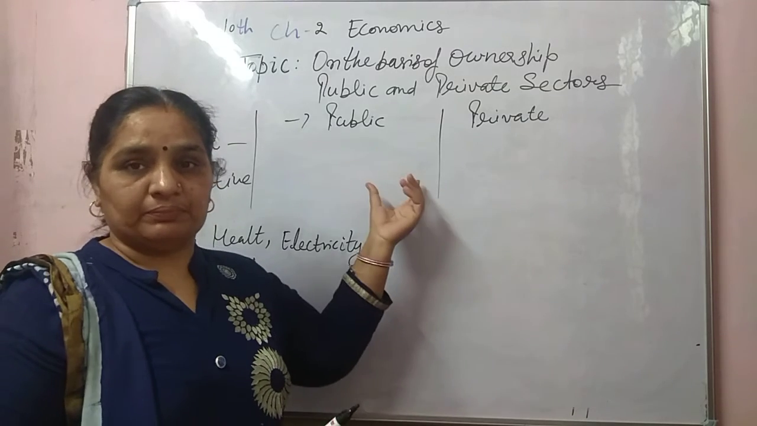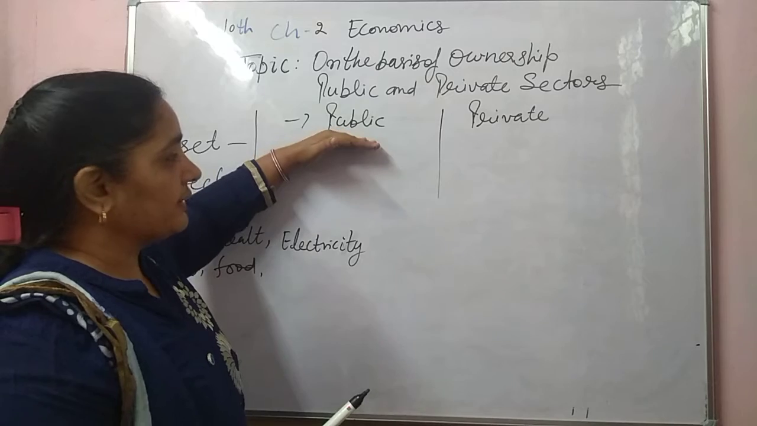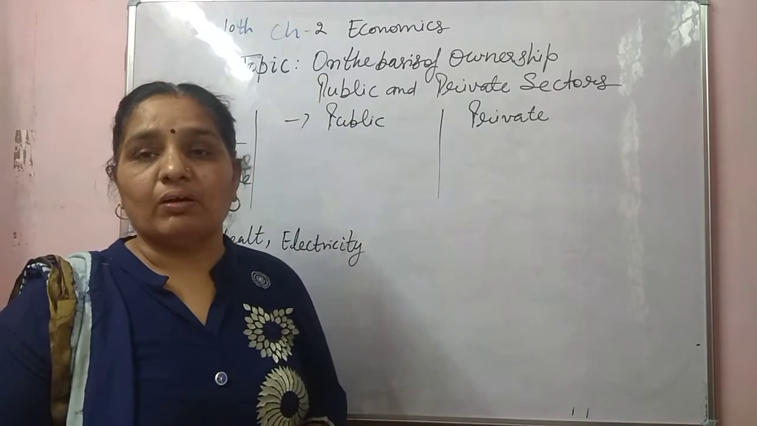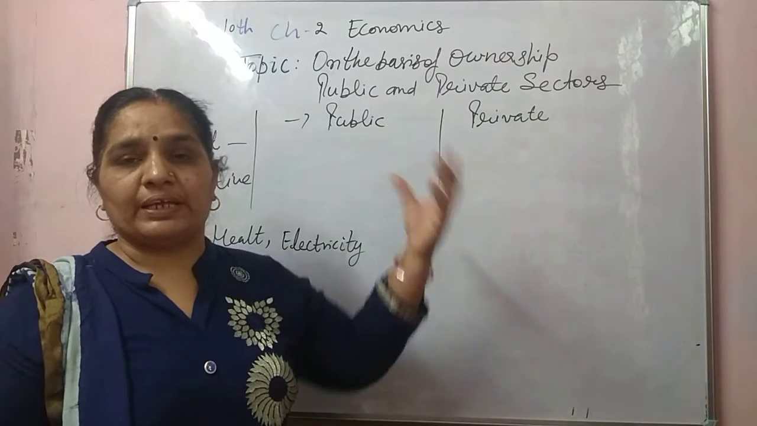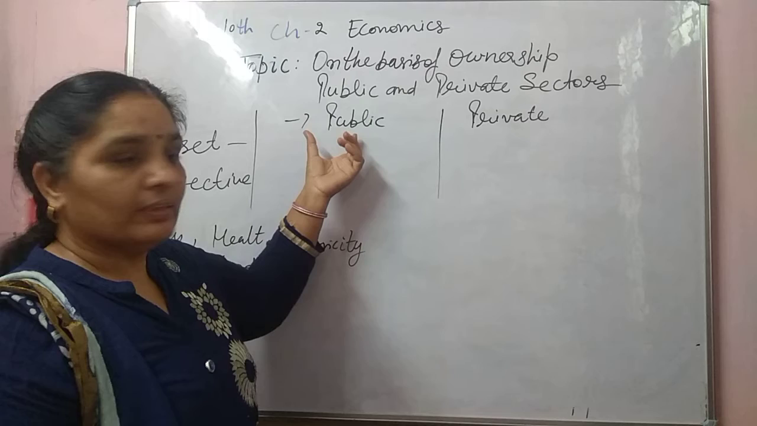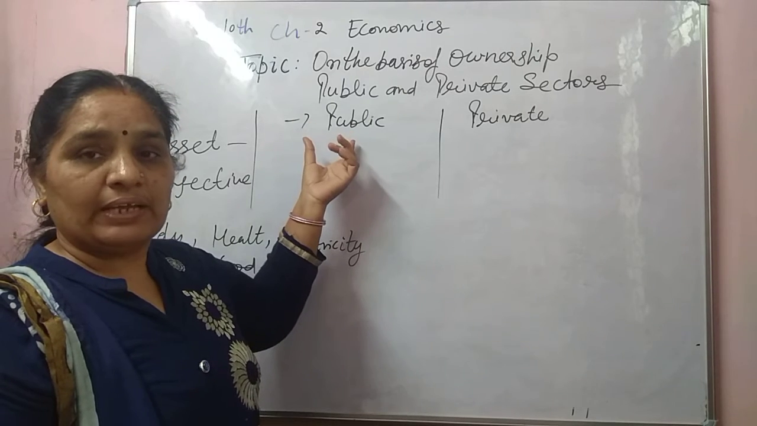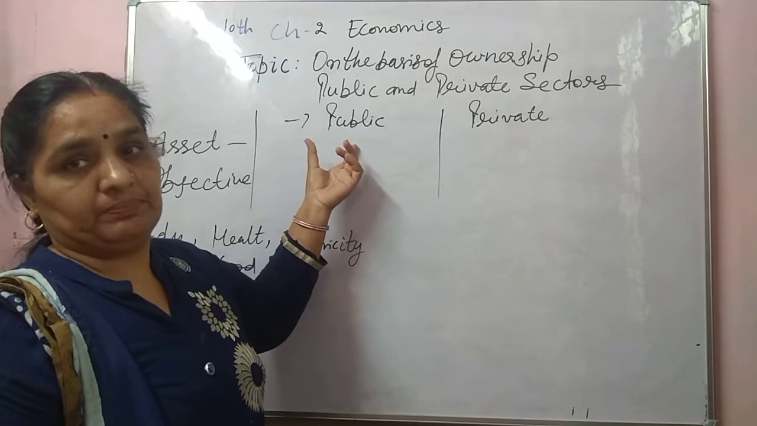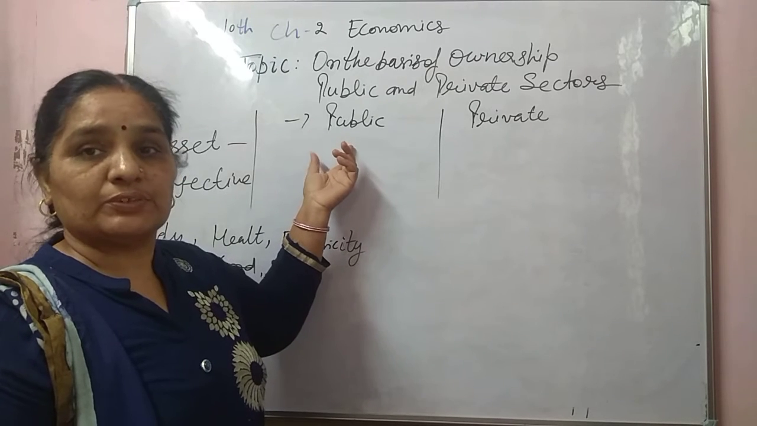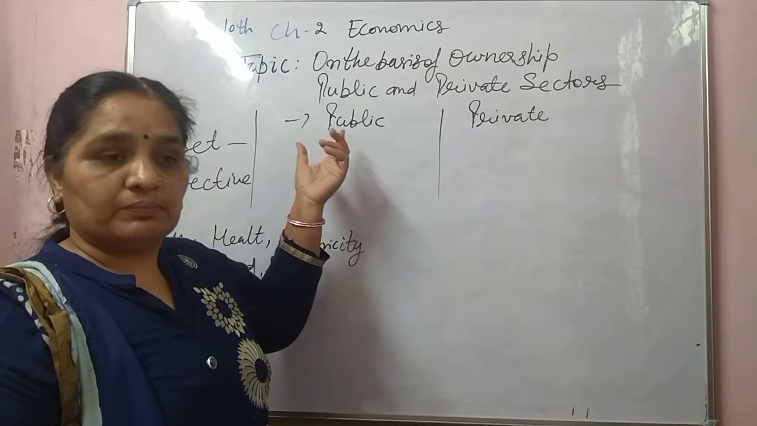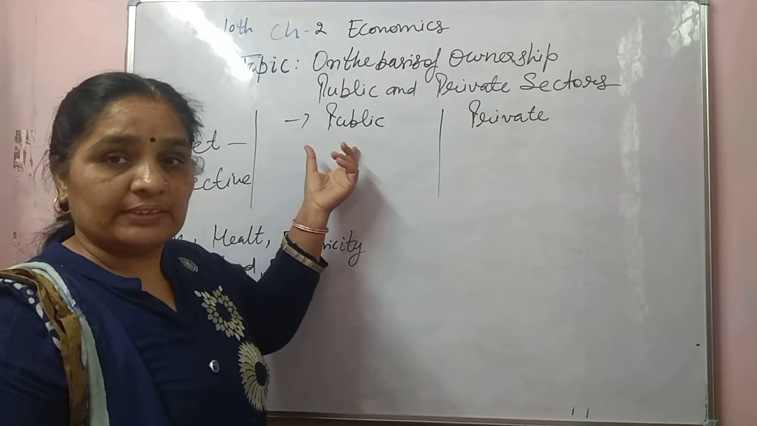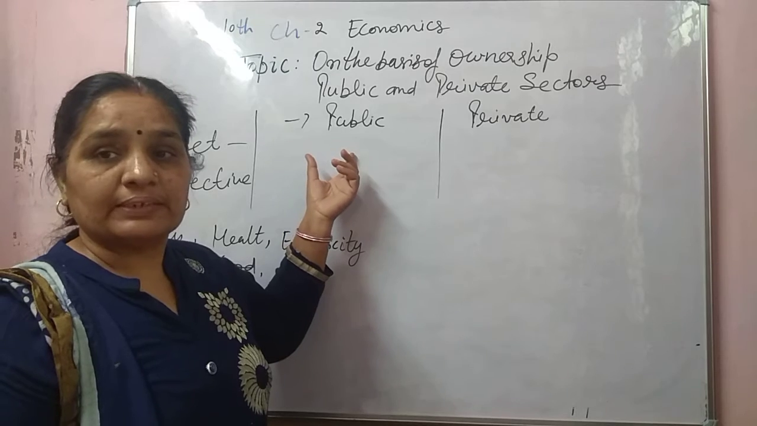It is clear by name. Public sector means these sectors can be used publicly by all persons. All persons have the right to use the resources which are under the control of the government. Publicly all have equal rights to use them. For example, government hospitals, government schools, government institutions like that. Industries also, BSNL. These are examples of public sectors.